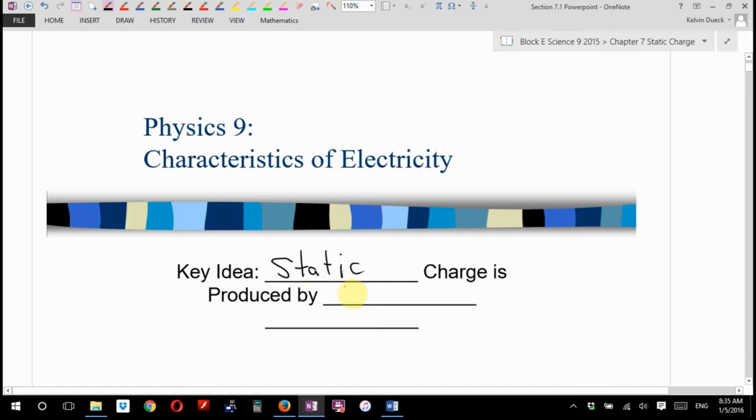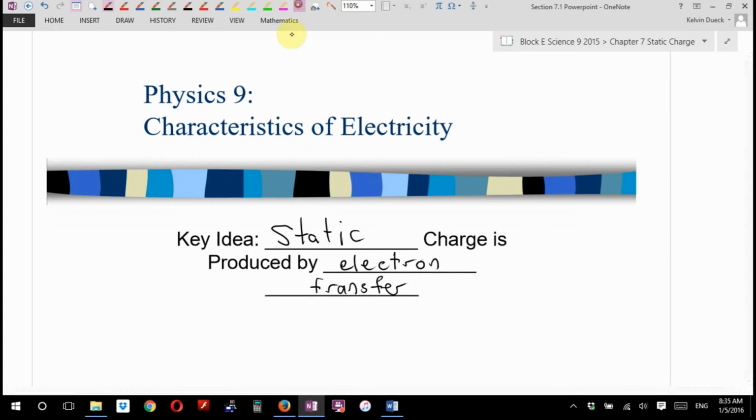Static charge is produced by electron transfer. Let's try that again. Static charge is produced by electron transfer.